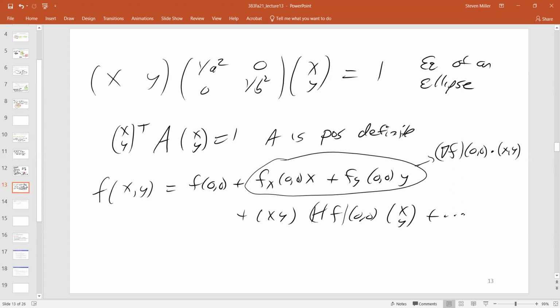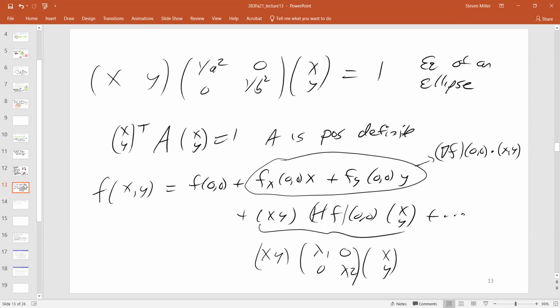So what this is telling you is that near a critical point, my function's Taylor series expansion is a constant, something that vanishes, and then some kind of quadratic form like this. Oh, this is kind of looking like a parabola. Wouldn't it be nice if the Hessian matrix were diagonal? Then it would be really easy to understand what's going on. So imagine this is diagonal. Say, (x y) times the matrix lambda 1, 0, 0, lambda 2, times (x y).